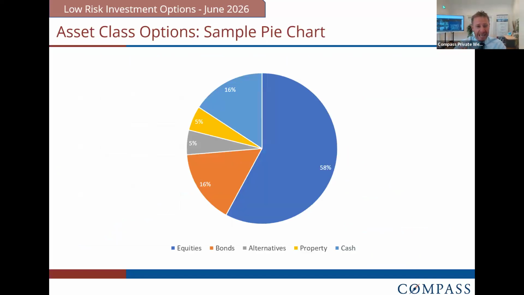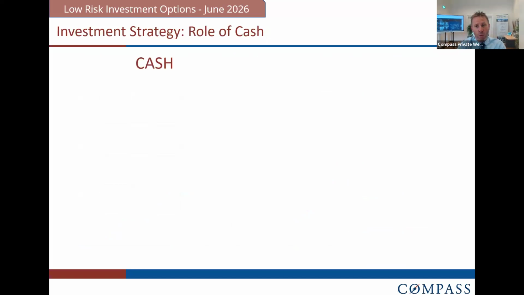Okay, so a sample portfolio pie chart might be, let's say if someone did some analysis with the likes of us, and you decided our target asset allocation is something like this, then you want to make sure that each segment of the pie chart is appropriately invested or allocated. And really, today we're going to look at the cash portion of this. What is the role of cash for everybody or anybody?